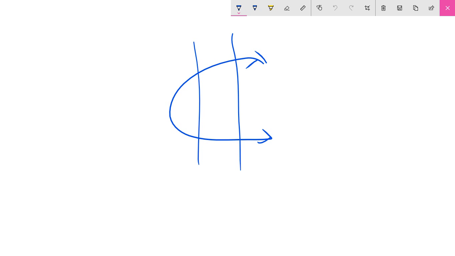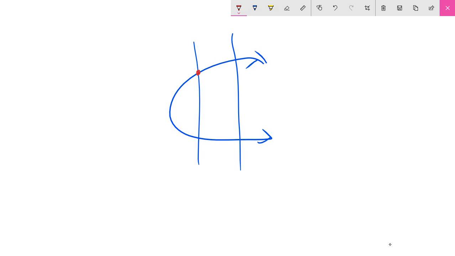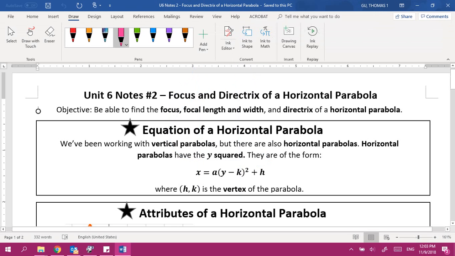That means they're not a function because look at this vertical line test. Uh-oh, it's passing through 2 points. That's not a function. So it's not a function. That's why we don't use f of x here. We just use x. The good thing is this is exactly like yesterday. The only difference is the equations changed because it's a horizontal parabola.